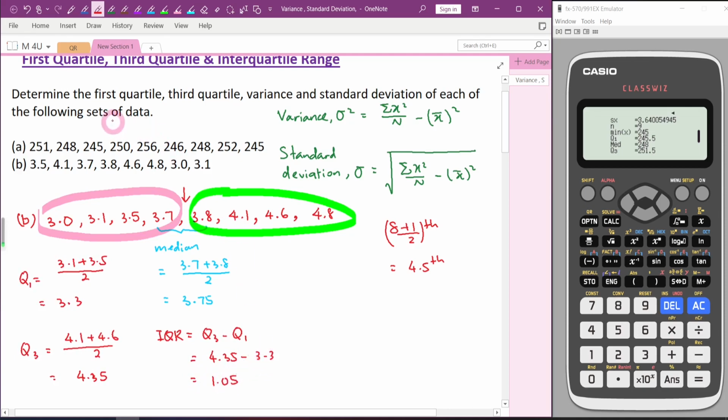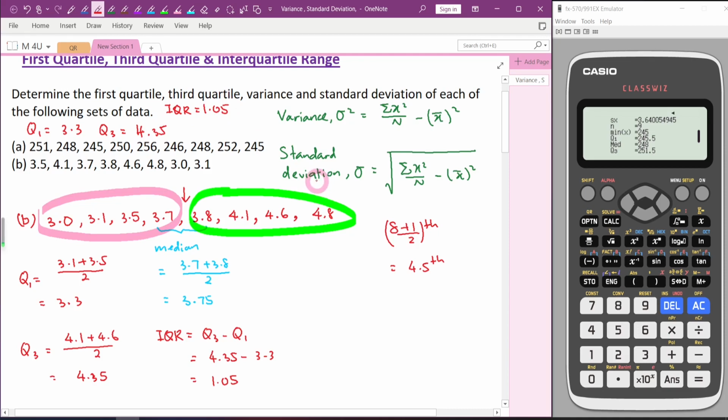Let me write down the answer first, and later on I will show you how we use our calculator to check the answer. First quartile is equal to 3.3, and the third quartile is equal to 4.35. Interquartile range is equal to 1.05.